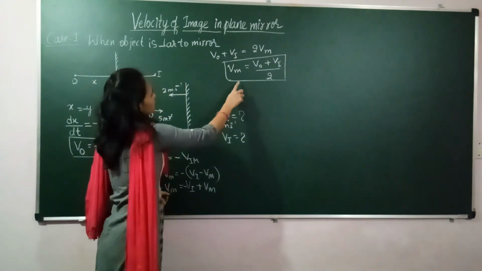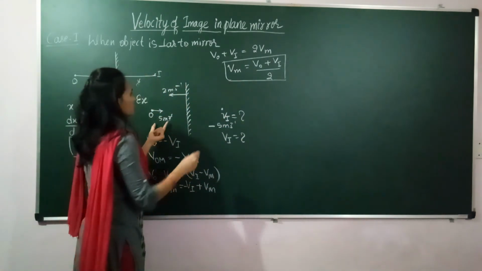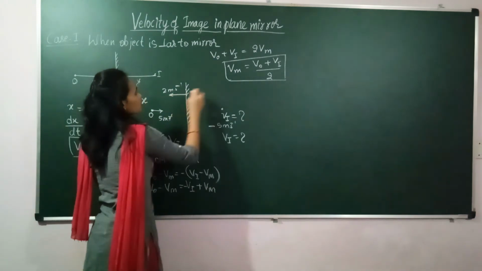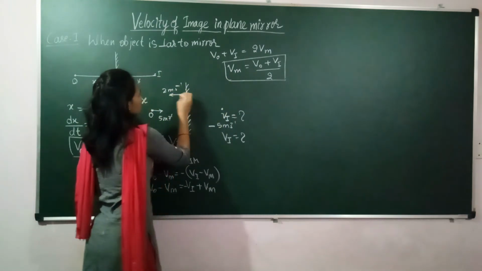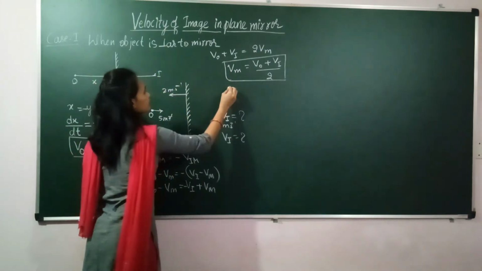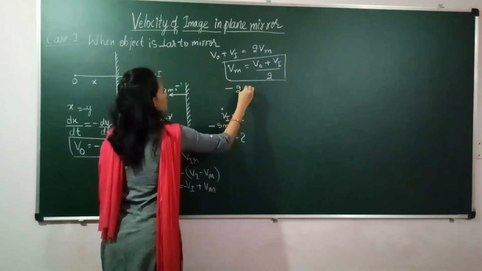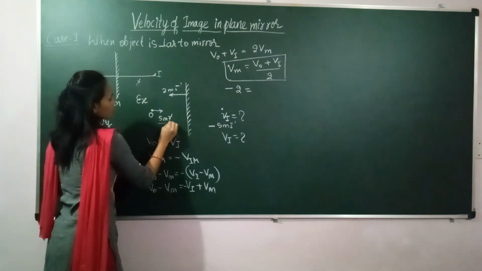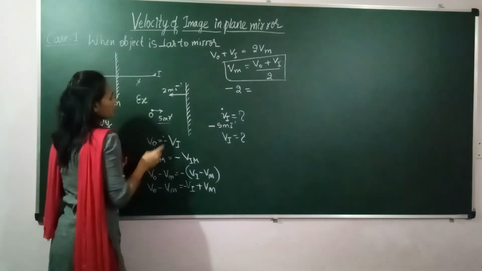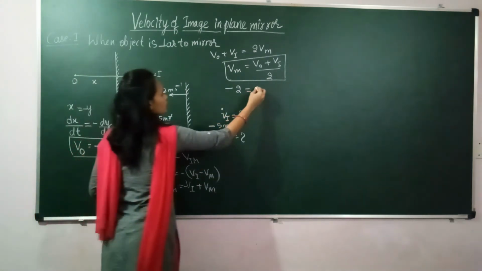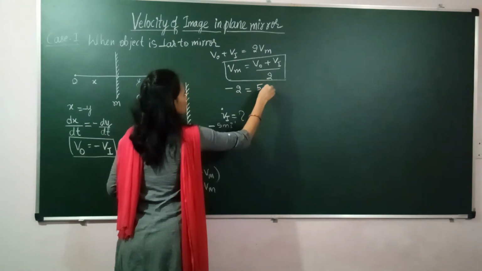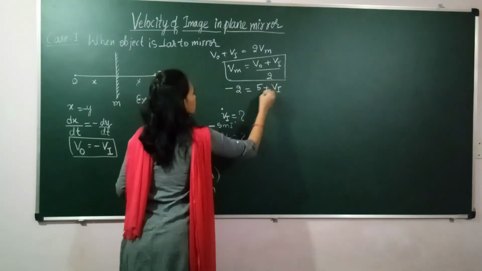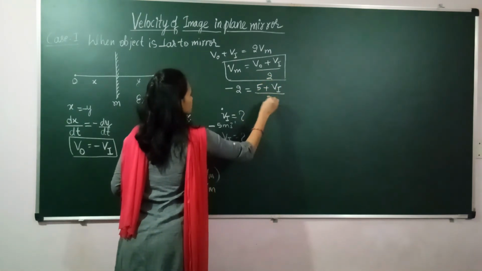So now in this formula we will substitute these values. Velocity of mirror is how much? 2. In which direction is it traveling? Opposite, so we will take it as negative. So it is minus 2. Vo means velocity of object. Velocity of object is how much? 5 meter per second, which is traveling in this direction, so we will take it as positive 5, plus velocity of image, which is unknown, divided by 2.